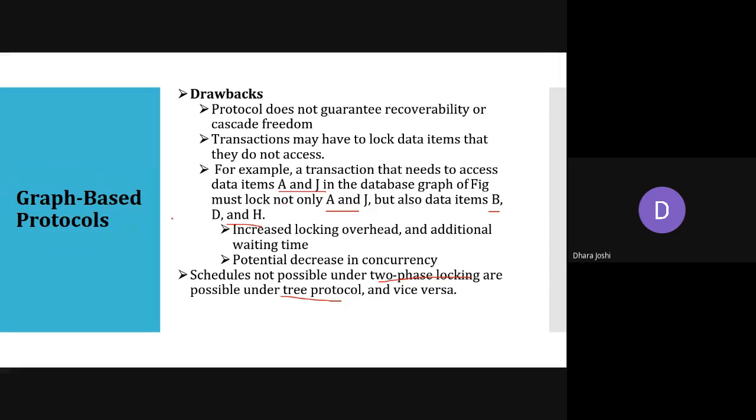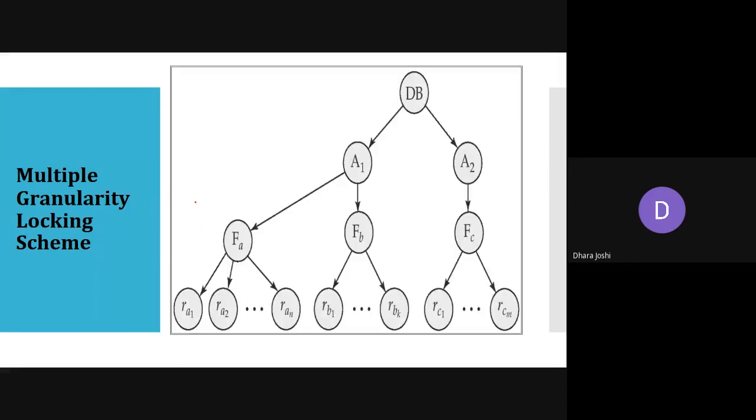Okay, so we are moving on from the disadvantages to what we can do about some of them, for which we have a new concept called the multiple granularity locking scheme. First we'll see this figure and then we'll see the concept.